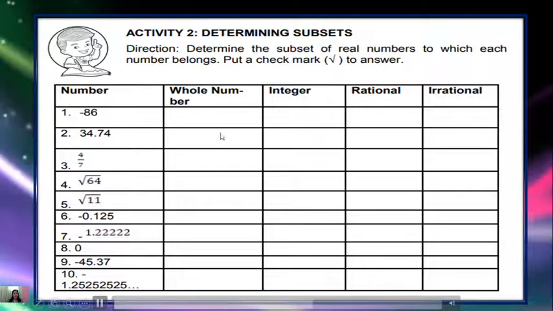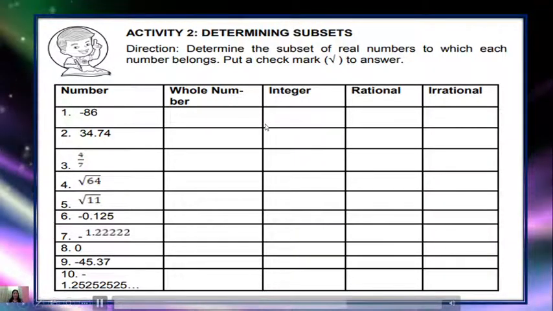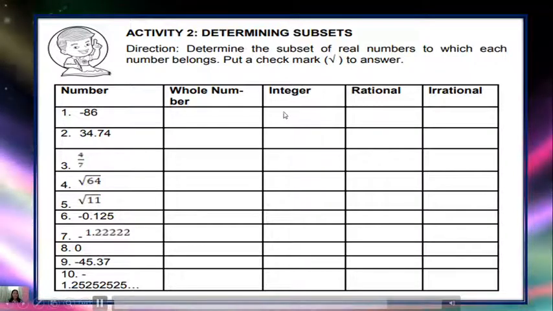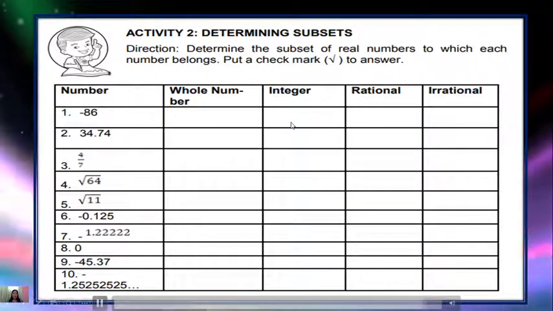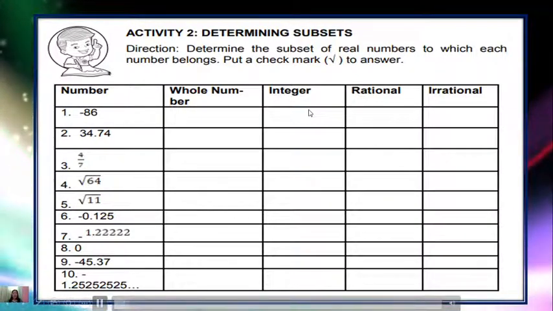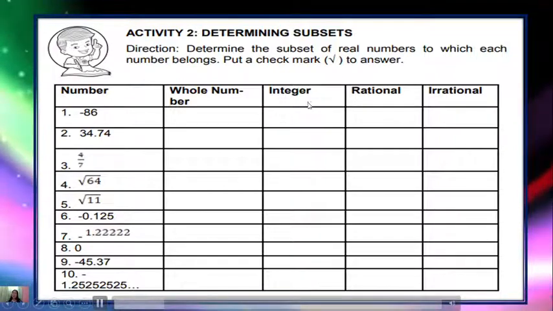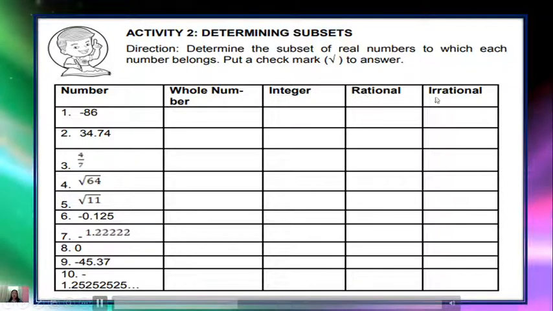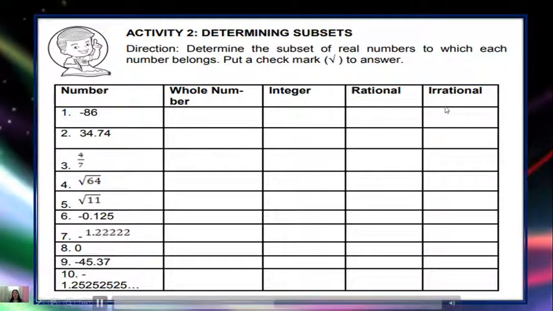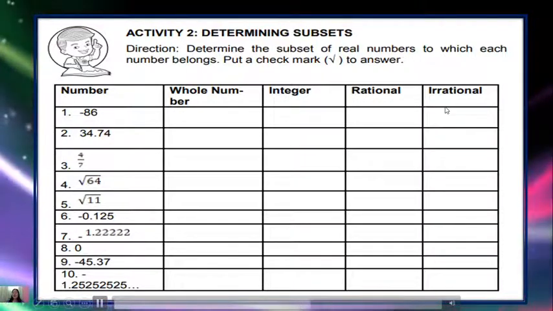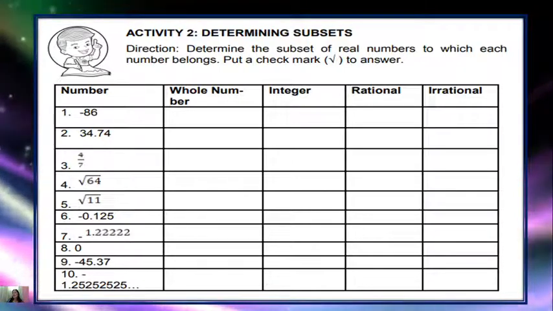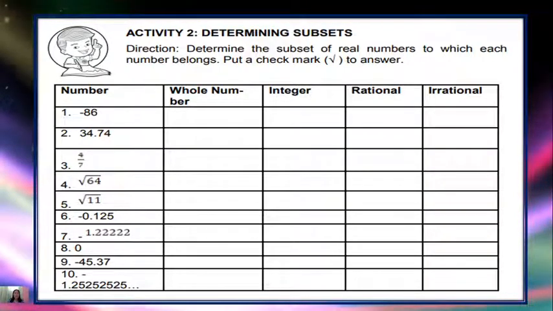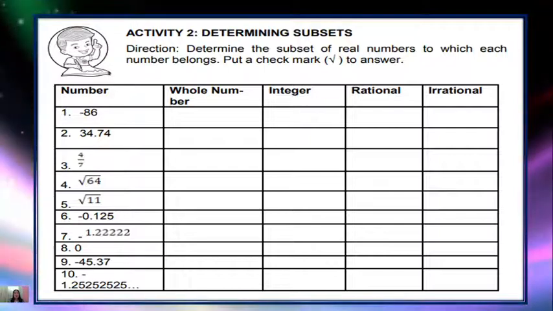So, ito, blanco ito. And then, negative 86 is an integer, right? So, i-check mo yung integer. And of course, if it is an integer, automatically siya ay rational. Kung rational siya, huwag mo nang i-check yung irrational. Okay? So, please go over to our previous slides para masagutan ninyo ng tama ang activity number 2.